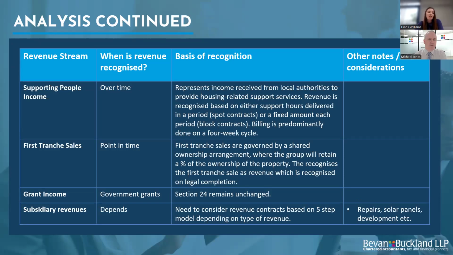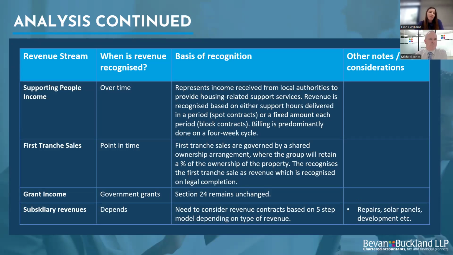First tranche sales. For first tranche shared ownership sales, revenue is recognised at a point in time, typically on legal completion. The organisation retains an interest in the property, but the first tranche sale represents the transfer of control of the equity share. That's the performance obligation, and that's when revenue is recognised.